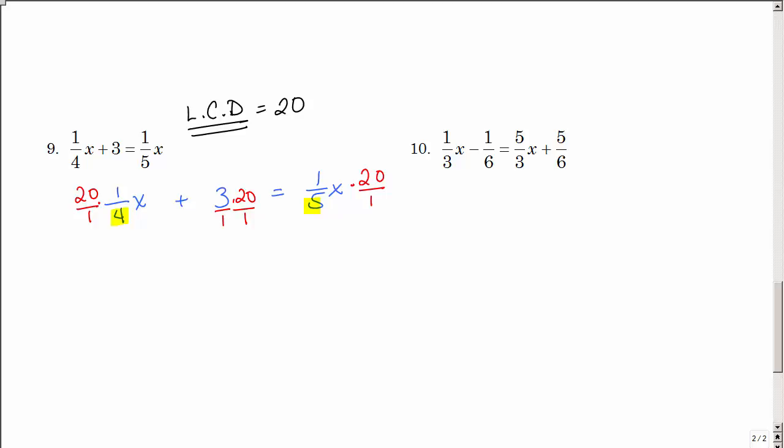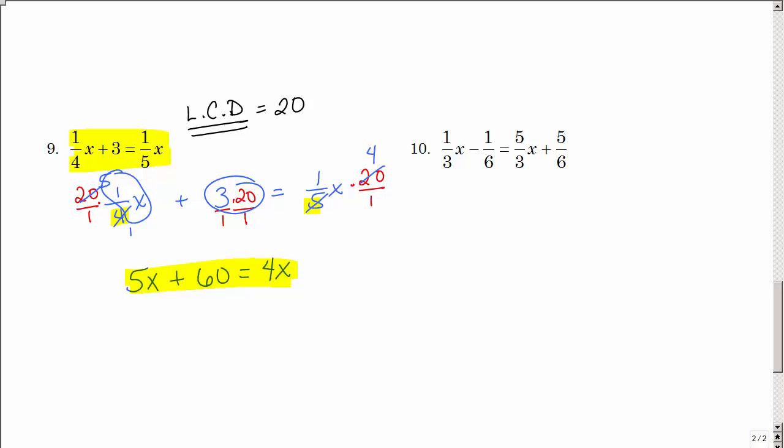Why would I want to do that? Well, let's see. 4 goes into 20 5 times, and I just have 1s in the denominator. So that gives me 5x plus 60, again over 1, equals 5 goes into 20 4 times, and I have 4x. Now here's my question. Would you rather work this problem with fractions or this problem without fractions? I'm voting for the second option. So if I can get rid of those fractions, I'm going to do that.